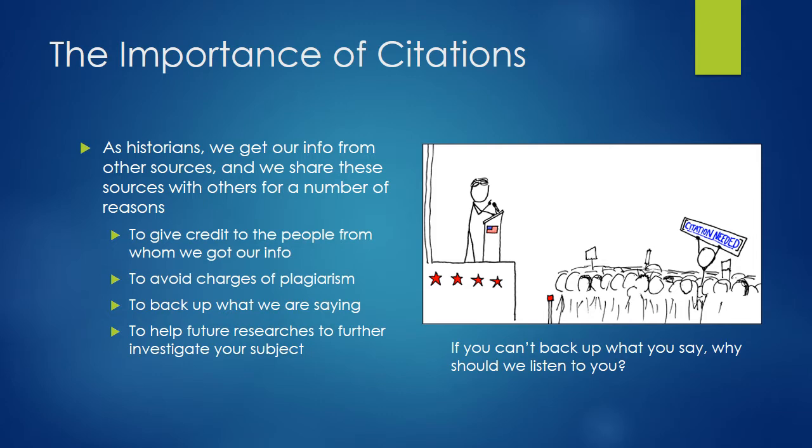It gives credit to the people who gave us the information. It helps us to avoid charges of plagiarism. It allows us to back up what we're saying. And it also will help other people who are researching the same topic if they decide to use your work as a secondary source. For all of these reasons, citations are extremely important, and I want you to start getting good at them now. That way when you do more serious research at the college level, you'll be ready to honestly and accurately state where you got your historical information from.